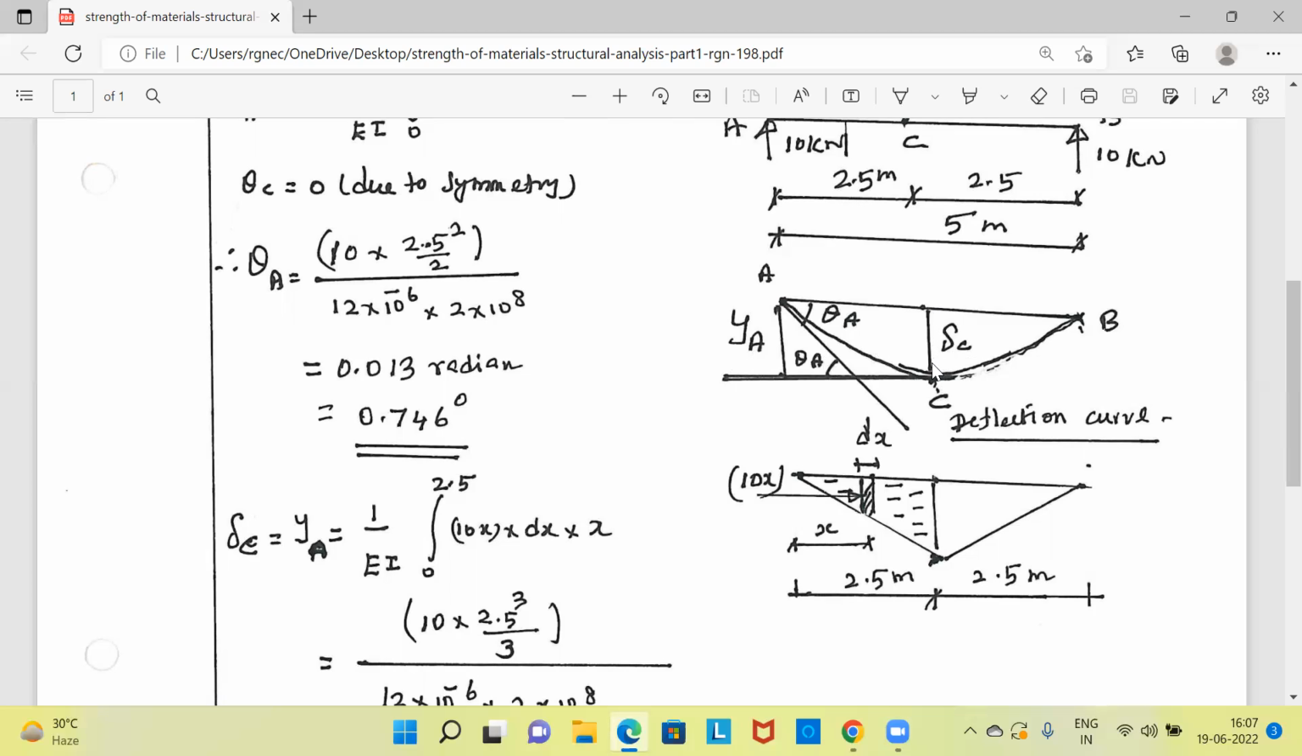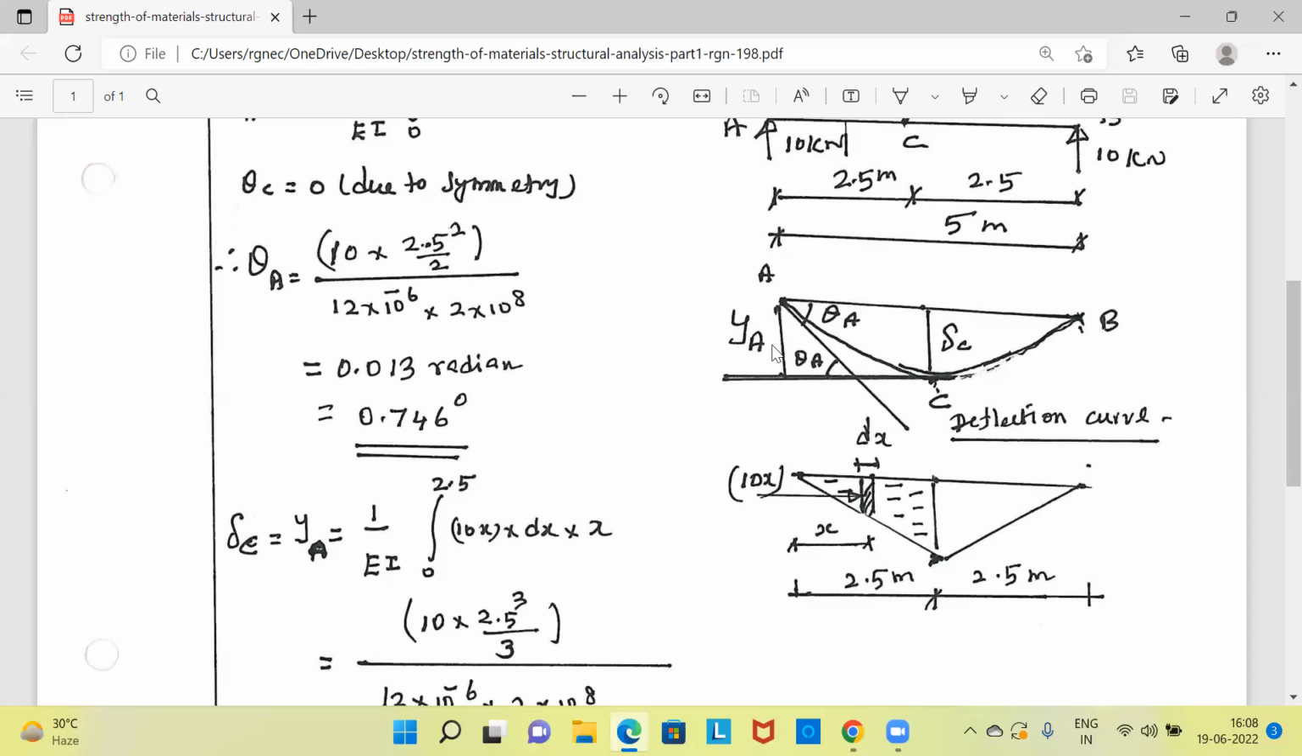Please note, the deflection value is not given by Mohr's theorem directly. Mohr's theorem gives only the vertical intercept between the two tangents. YA happens to be equal to delta C, and we have to calculate YA. That means for the area of the bending moment diagram between A and C, we have to take the moment about the point A, because we need the ordinate YA.